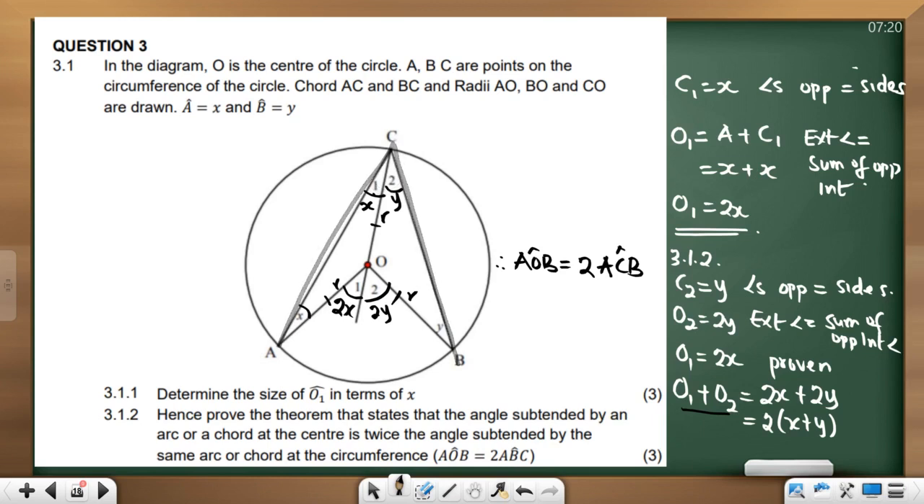And we're done. Angle at the center. This is my center. Oh, that's what we want to prove. This is the angle at the center. Is 2 times angle at the circumference. Okay, circumference. And that's a standard proof that everyone needs to know.